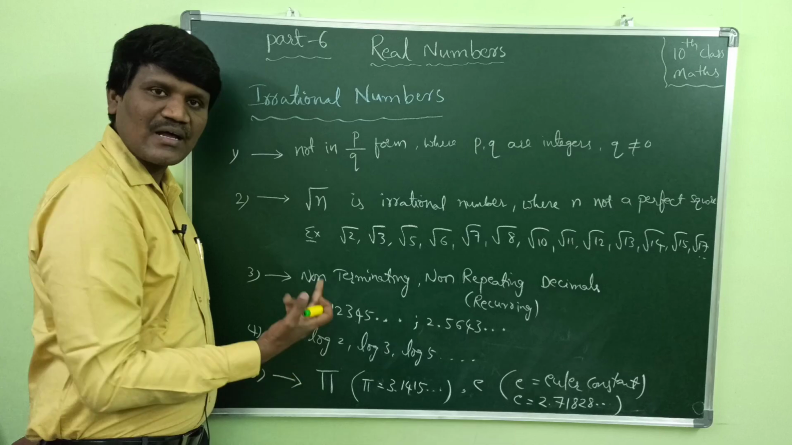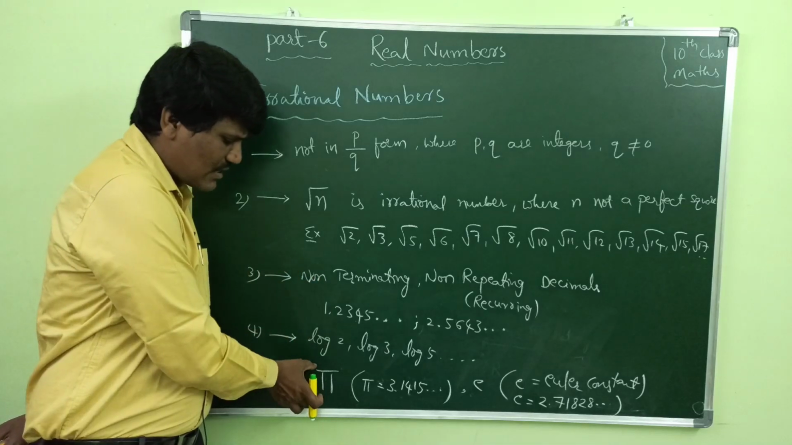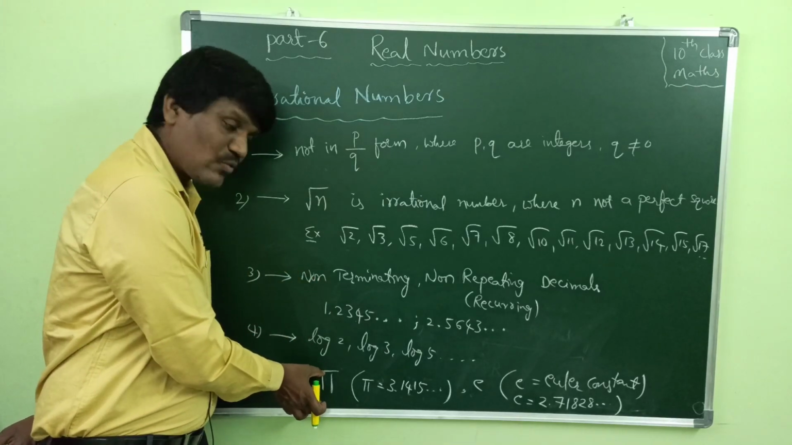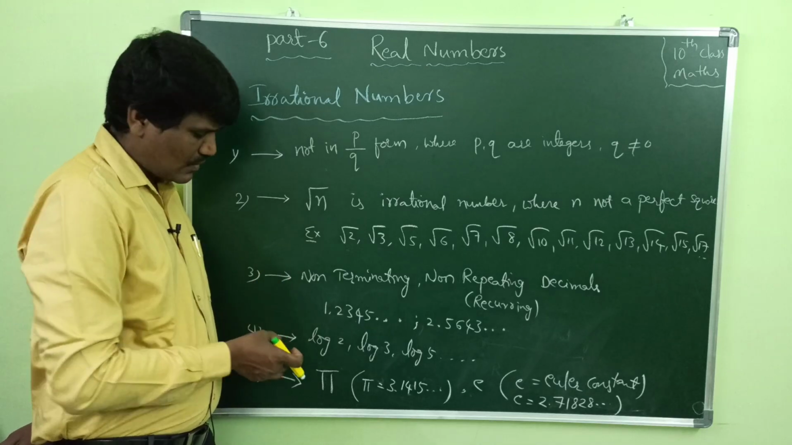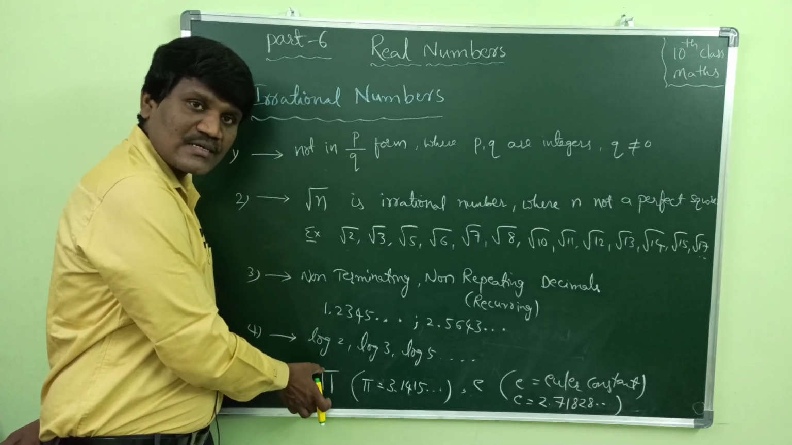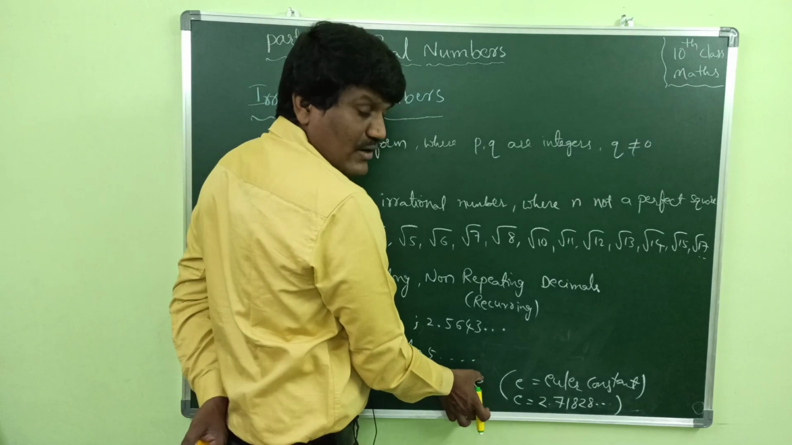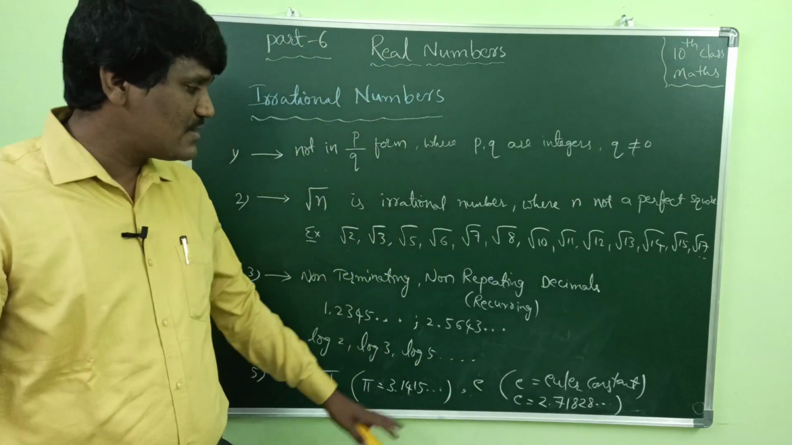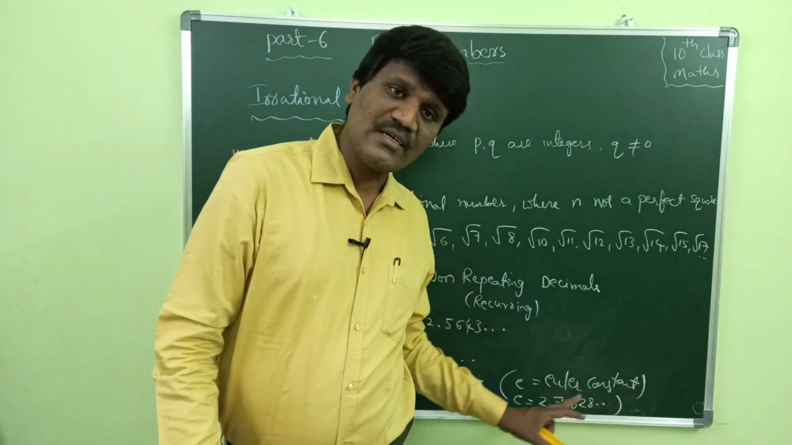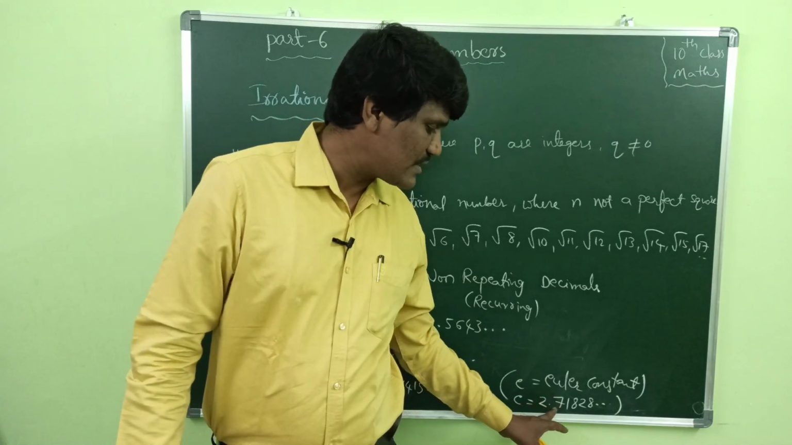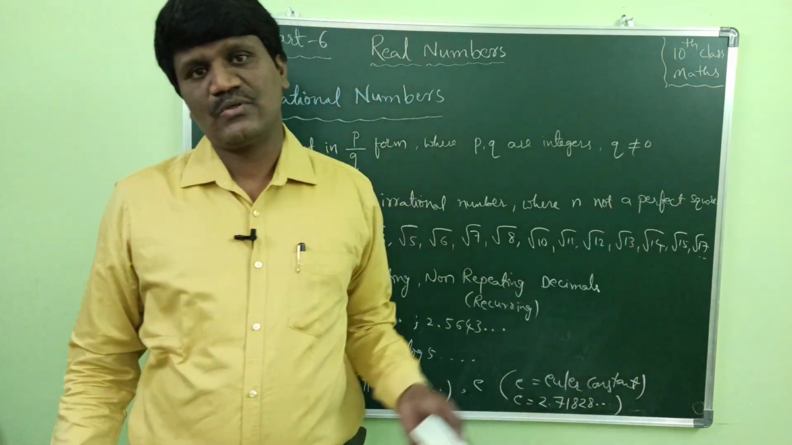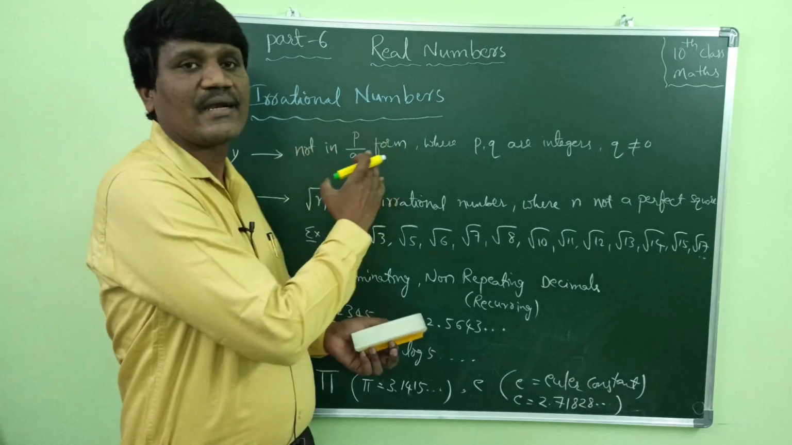And the last one, some constants. The first constant is pi. Already we know about pi in the 9th class also. So pi is also an irrational number. The new number which we are introducing here is e. E is called Euler constant. The value of e is equal to 2.71828 up to so on. So this is about irrational numbers.